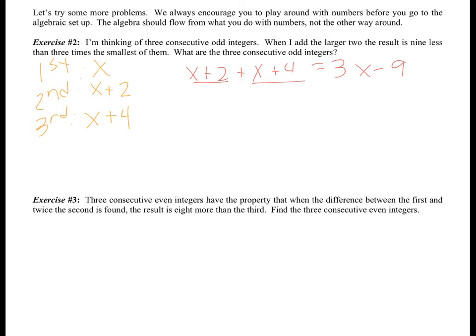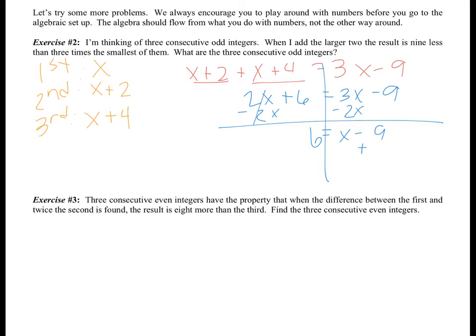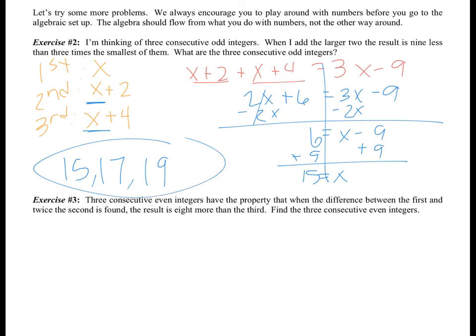So now we're going to solve for x. 2x plus 6 equals 3x minus 9. Subtract 2x from each side, and 6 equals x minus 9. Add 9 to both sides, and now I have 15 equals x. Well, 15 is my first one. My second one's going to be 15 plus 2, which is 17, then 15 plus 4, which is 19.